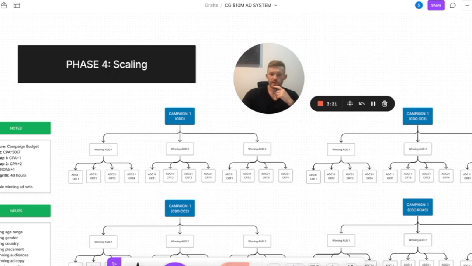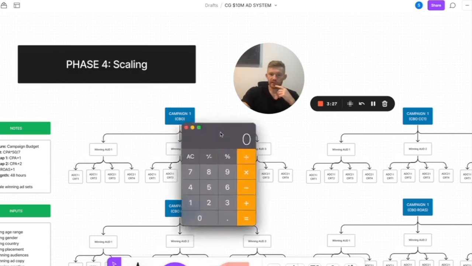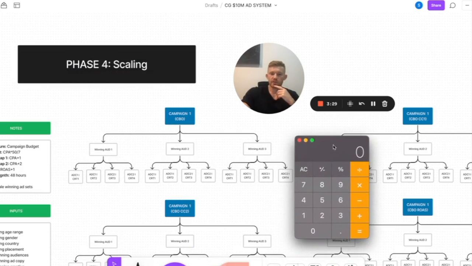So let me give you an example. If during the testing phase, our average cost per lead, let's just say we were going for leads, right? So let's just say our average cost per lead was $10. Now, if we duplicated the best performing ad sets and we put them in a CBO, we need to do 10 times 50 because we need 50 conversions in a 7-day period. So we do 10 times 50, which is obviously 500. Now that's the overall budget for the 7-day period.